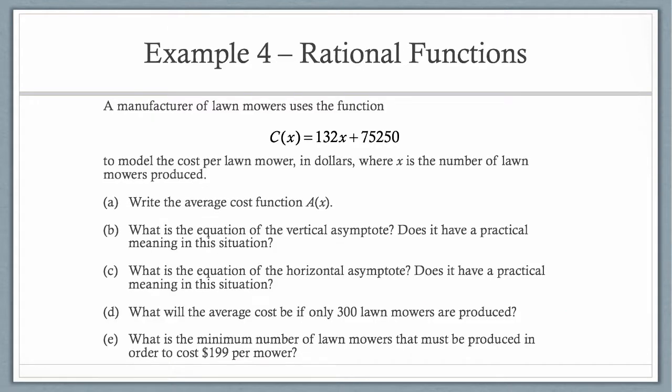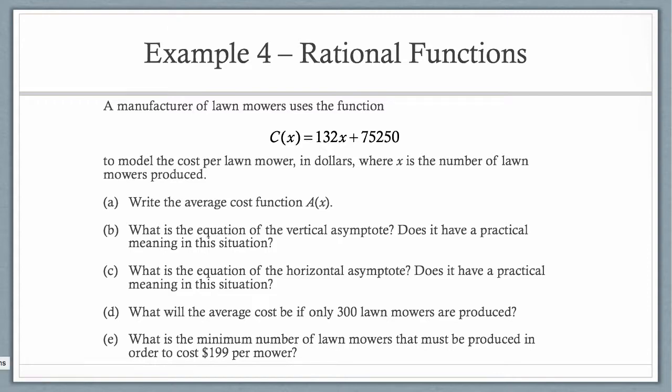In our next example, we're going to look at a rational function. A manufacturer of lawnmowers uses the function below to model the cost per lawnmower in dollars, where x is the number of lawnmowers produced. We want to write the average cost function, determine what the vertical and horizontal asymptotes are and if they have any practical meaning in this problem, and then find out what the average cost will be if only 300 lawnmowers are produced, and what is the minimum number of lawnmowers that must be produced in order to have a cost of $199 per mower.